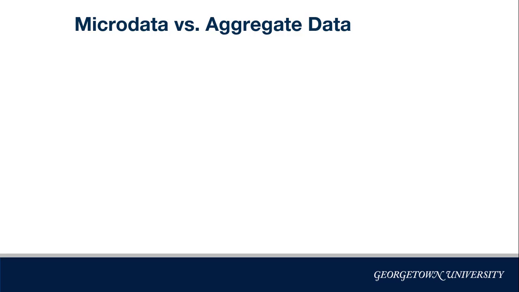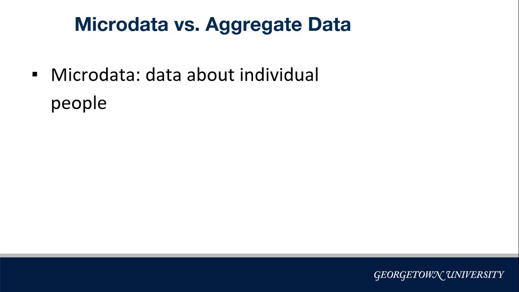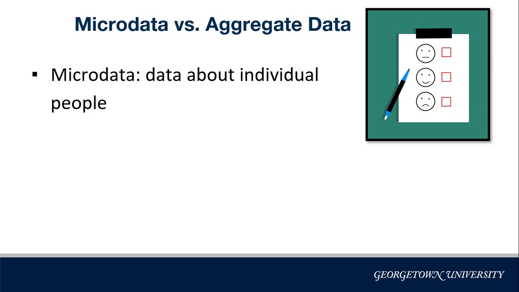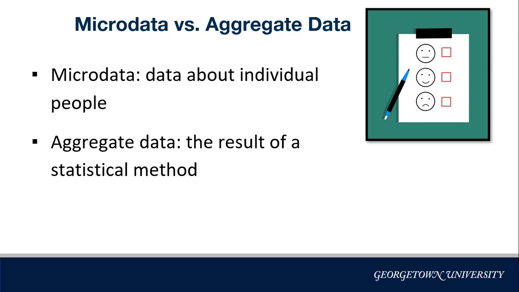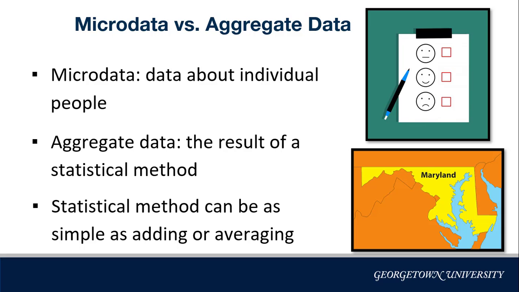Microdata versus aggregate data. Microdata often refers to data about individual people. It has not undergone any kind of analysis or summarization. An example of microdata might be individual survey responses. Aggregate data, on the other hand, is data that is the result of some kind of statistical method, which again could be as simple as averaging or adding. The total number of people who own small businesses in the state of Maryland is an example of aggregate data.